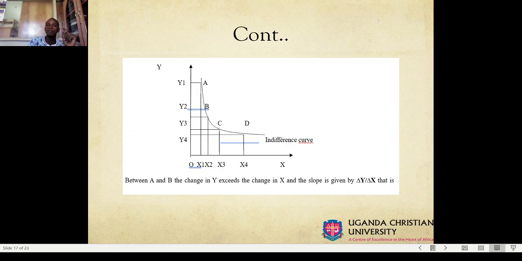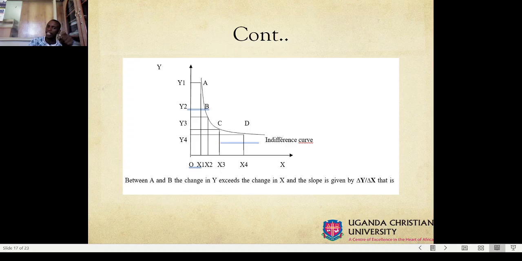At point A, we have more y and less x. At point B, we have still more y and less x. Of course, there's a difference in the amount, right? And then at point D, we have more x and less y. So as a consumer, you may choose to select any point. You may choose A if you want to have more y than x, or you may choose D if you want to have more x than y.